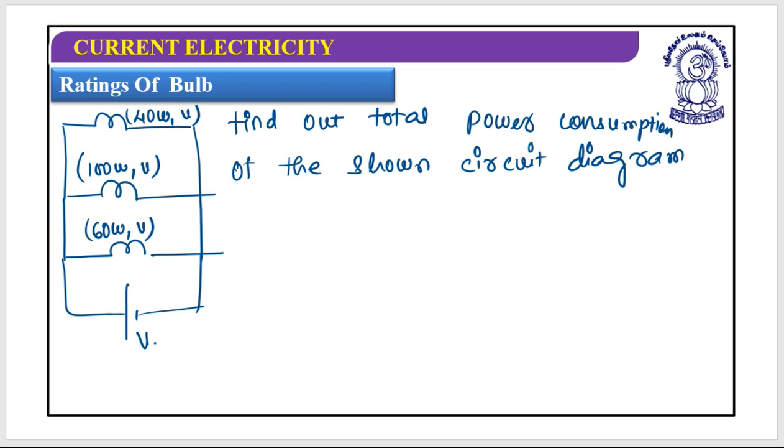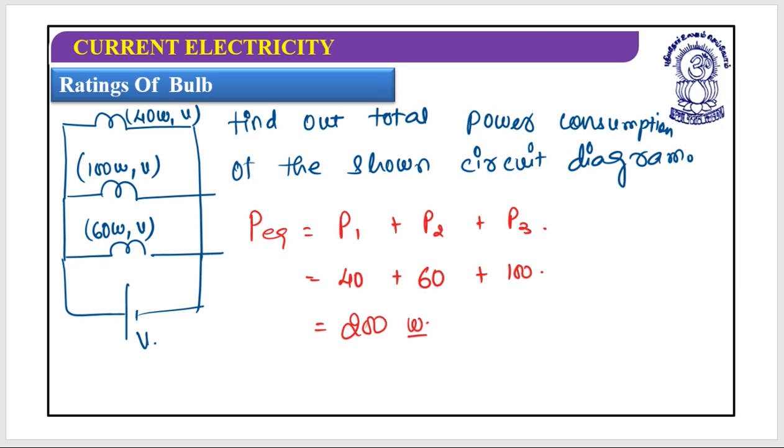So how can you do this? What I understand is these three are connected in series, and when they are connected in series, P equivalent should be equal to P1 plus P2 plus P3. So this P1 is equal to 40, this P2 is 60, and this P3 is 100. So 40 plus 60 is 100, and 100 plus 100 is equal to 200 watt. This is the total power consumption of this circuit. Is it clear?